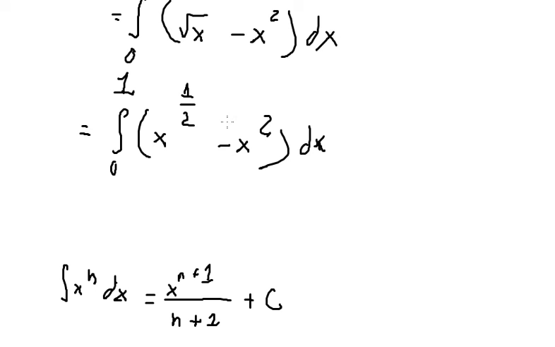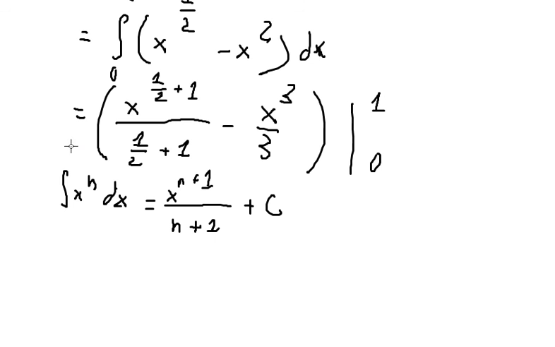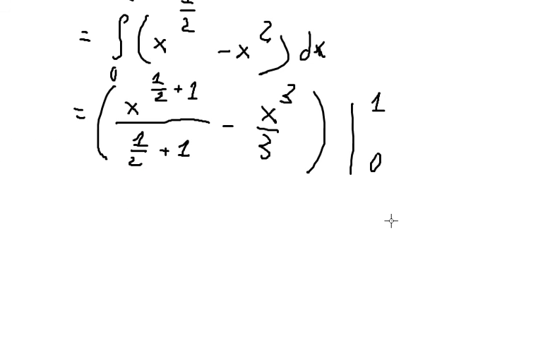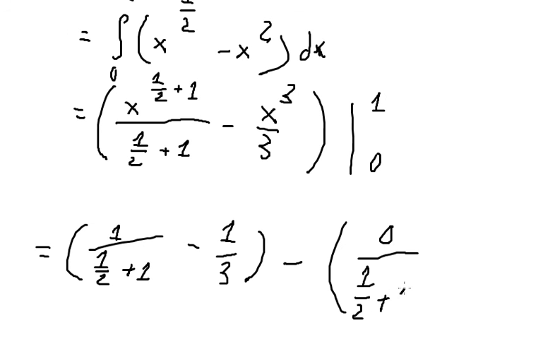So we apply this formula for this one and this one. And now I will put the bounds in here from 0 to 1. So I will put 1 in here, and 0 in here. So we have 1 over (1 over 2 plus 1) minus 1 over 3. Because we put 1 in here, minus, and I will put 0 in here, minus 0 to the power of 3 in here.